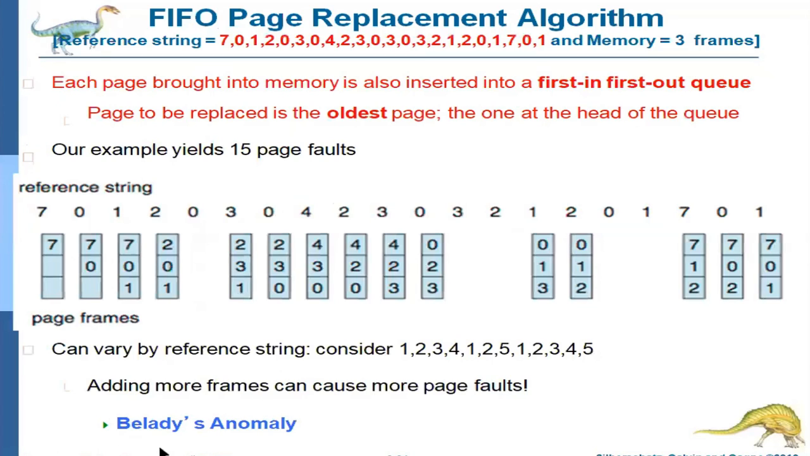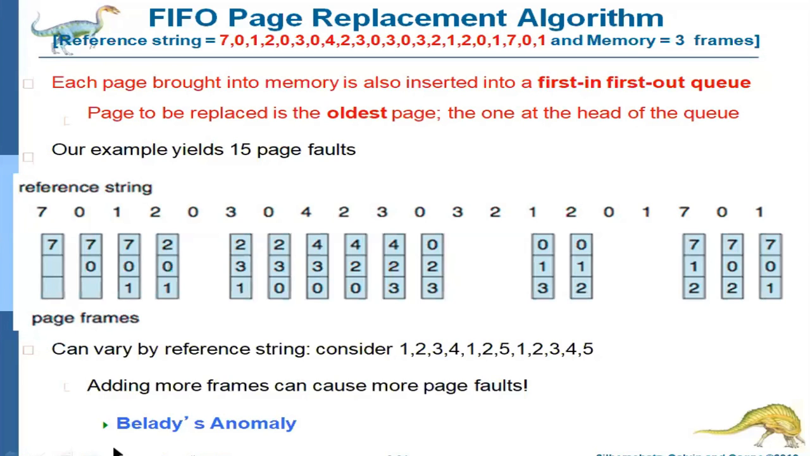So Belady's anomaly is nothing but when we increase the number of frames, automatically the page faults also increase. Not in all situations. In some situations, Belady's anomaly is when you increase the number of frames, automatically the number of page faults also increases.